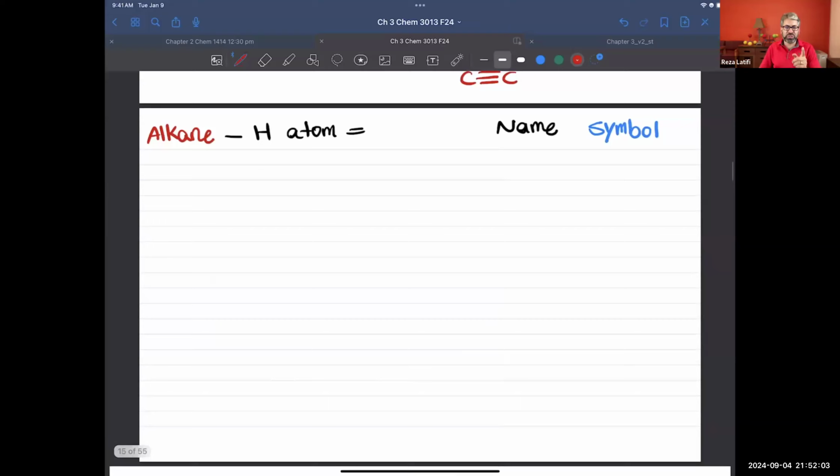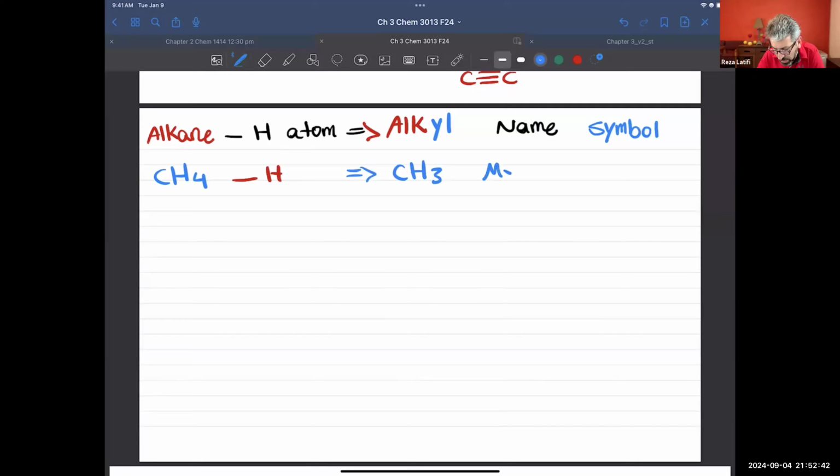So we said we are dealing with alkane, and if we take a hydrogen atom from them, we will get alkyl. Let's give it a try. The first one, I have CH4, and I'm going to subtract one hydrogen from it. That gives me alkyl. I'm going to write it here in blue. If I subtract one hydrogen, I will get CH3, and this one will be methyl.